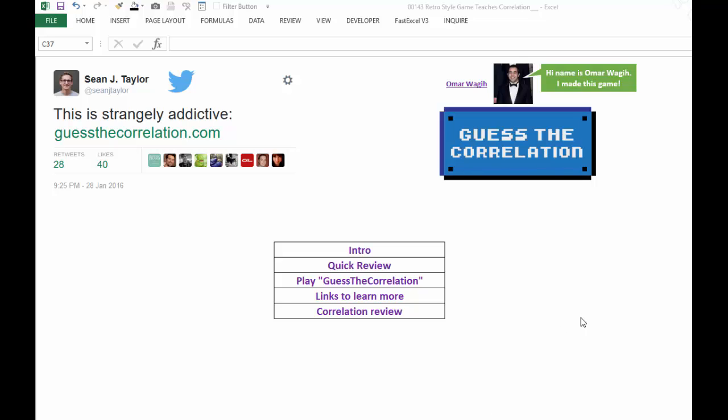So I found this game last week. It's called Guess the Correlation, and I found it via a tweet by Sean Taylor, and I just thought it was interesting how he said it was addictive, so I started playing it. But before we get there, we're going to play the game in a minute, but let's do a quick review of correlation.